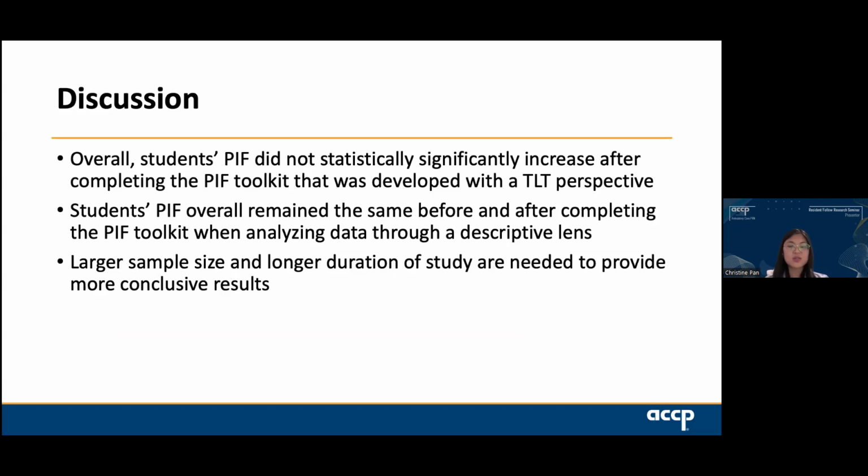So overall, the students' professional identity did not statistically significantly increase after completing these toolkits that were developed with the transformative learning perspective. And overall, their professional identity remained the same before and after completing these toolkits when analyzing the data also through our descriptive lens. So really, larger sample sizes and longer duration of the study are needed to provide more conclusive results. And these results that we saw are similar to the background studies I mentioned before.